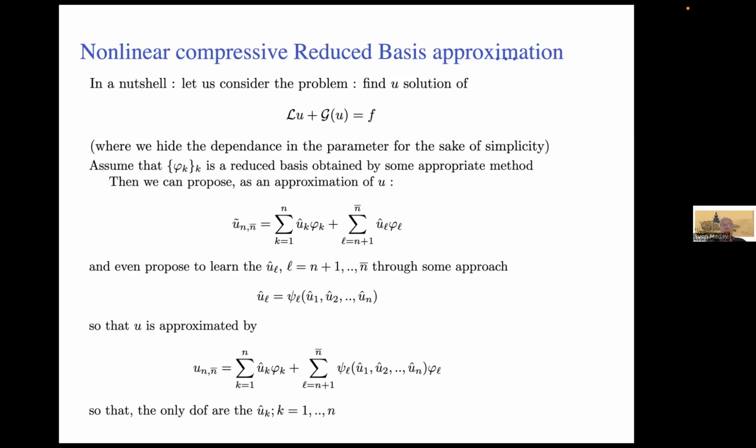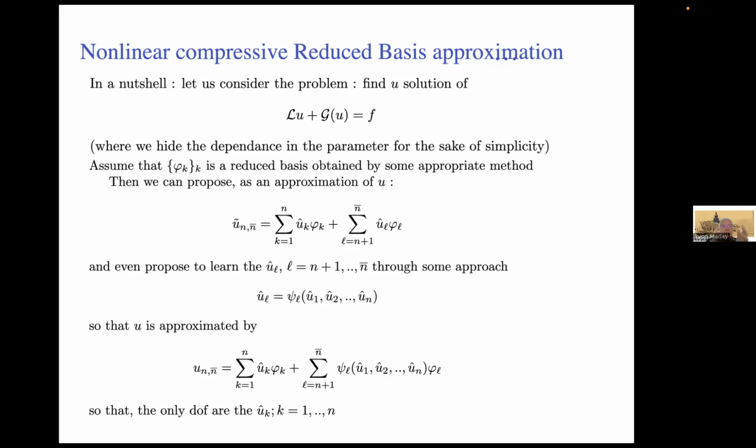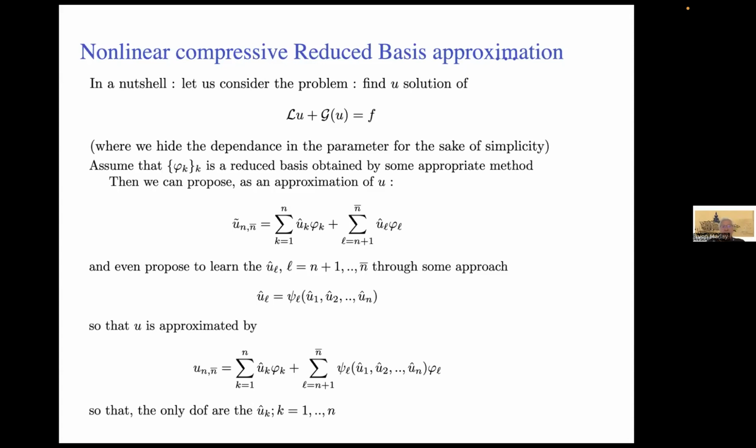In the case where n bar is very large, we are approximating u as a sum of u at k phi k. But we will separate the k into two sets. First, the k that are associated to degrees of freedom, so k going from 1 to n, and the other one, n plus 1 to n bar, which is indexed by L, and where I will assume that the u at L, for L going from n plus 1 to n bar, can be well approximated by psi L, which is learned from u at 1, u at 2, u at n.